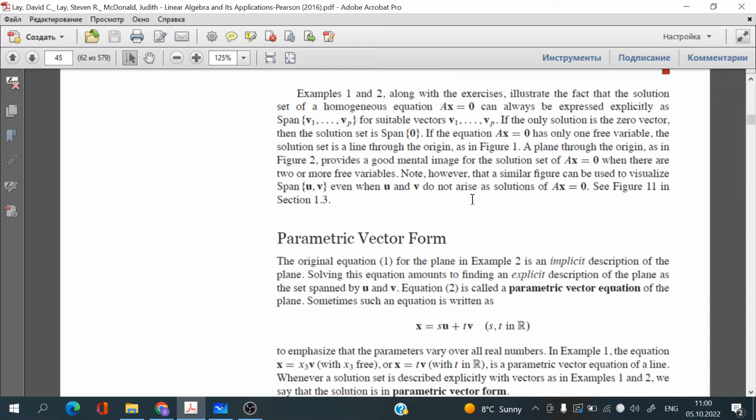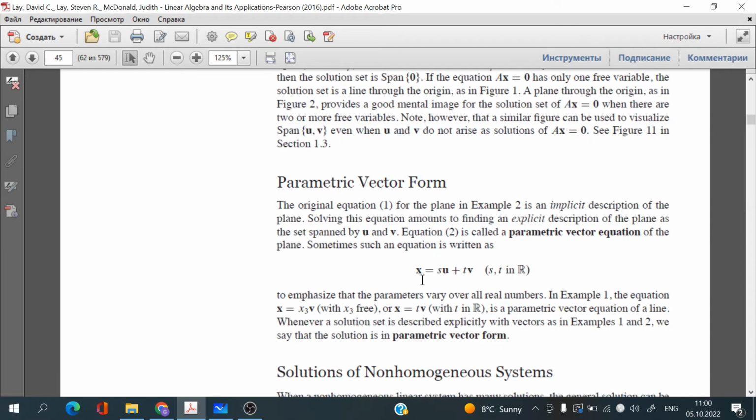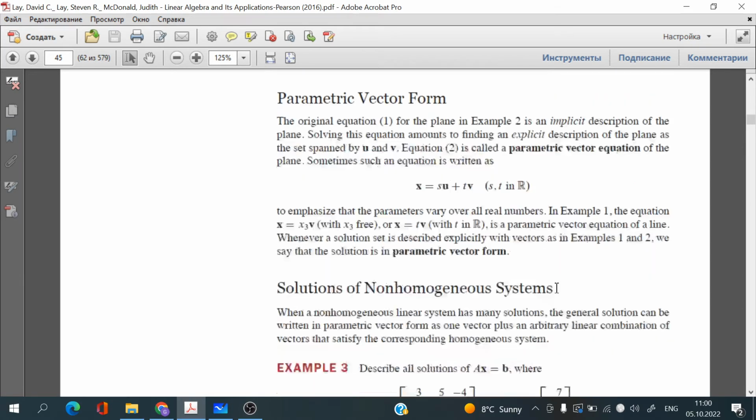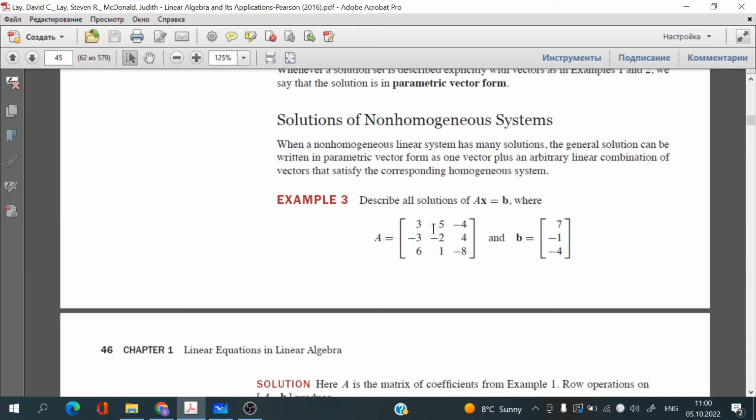We also introduced the notion of parametric vector form. I said that it can be written x = s u + t v, where s and t are in R, real numbers.